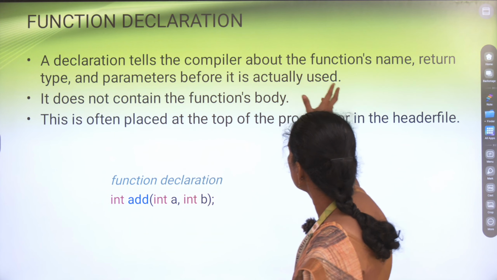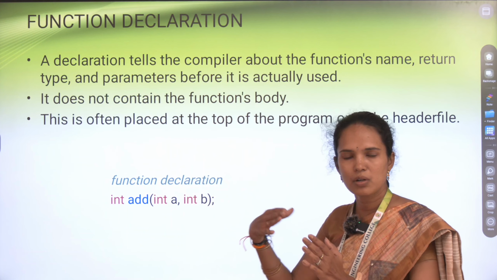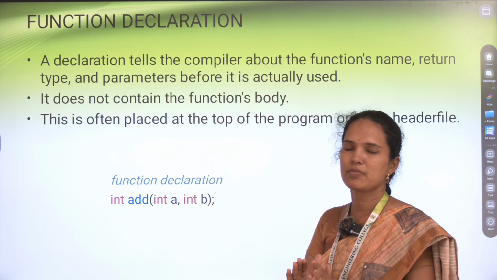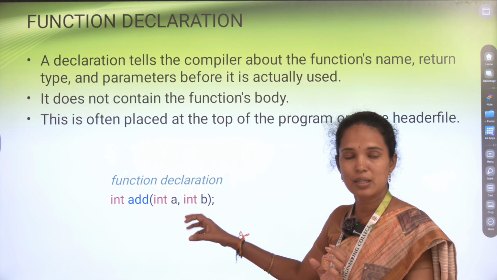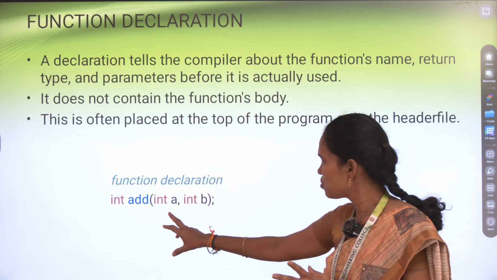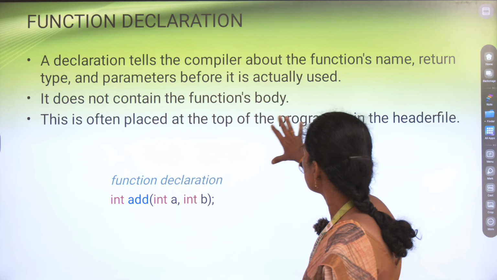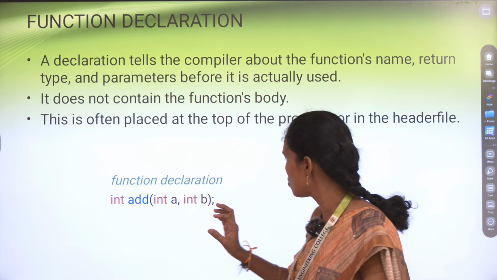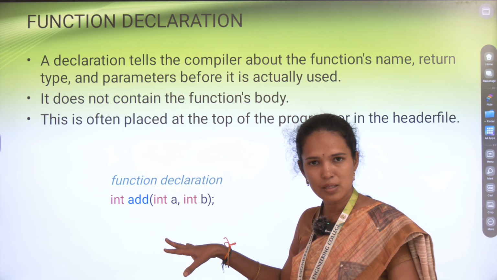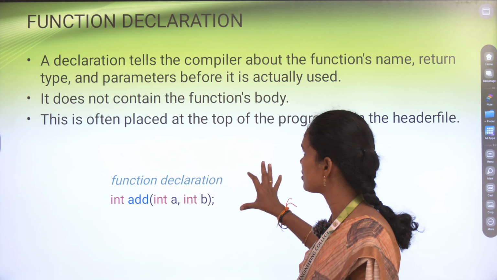So the declaration tells the compiler about the function name, return type, and parameters before it is actually used. Before using that function, you tell the compiler, I am going to use this particular function of type integer, the name of the function is add, and it contains two parameters. That is what it tells the compiler. It does not contain the function body. It is a single line of declaration and it has to end with a semicolon. This is about the function declaration.